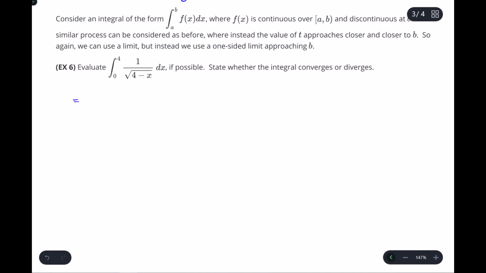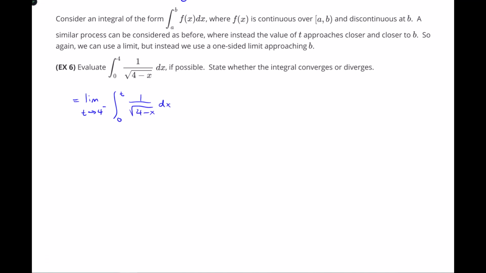So we can change this into a limit as, say, t goes to 4. Now, one thing that is proper to do is to state whether you're coming from the left or the right, so that you're only on values that are defined for the function. Here we're integrating on the interval from 0 up to 4, so we would be coming from values that are less than 4 but approaching it. So we're on the left hand side. All right, and we'll go from 0 to t of 1 over the square root of 4 minus x dx. Okay, now let's work on integrating this.